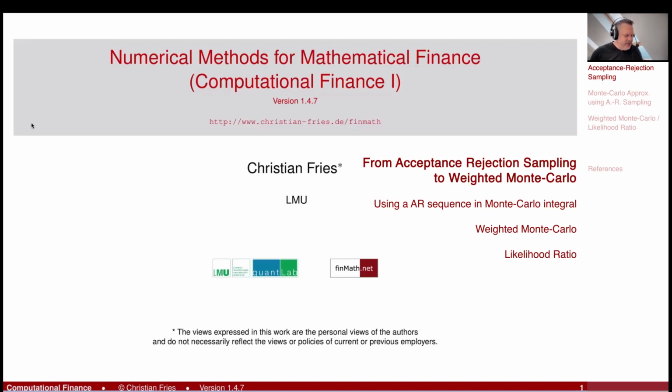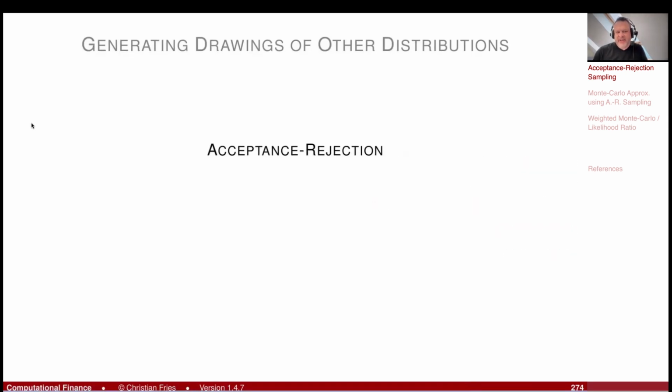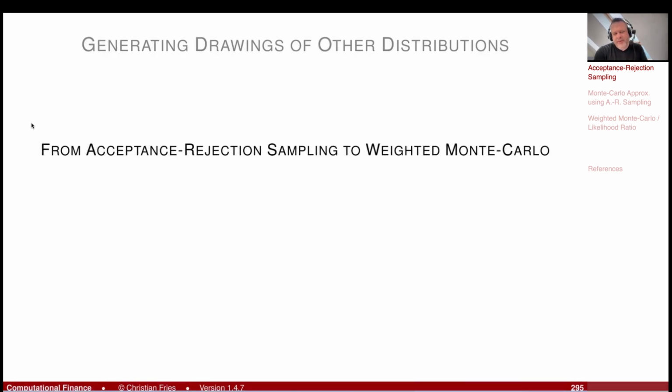And we had a section on the acceptance rejection method, which was part of our section on generating drawings of other distributions in the chapter on random number generation. And yeah, we are done, let's say, with random number generation and also with acceptance rejection. But I would like to add a small part today on how we get from acceptance rejection sampling to the weighted Monte-Carlo method. And this is maybe a nice motivation.